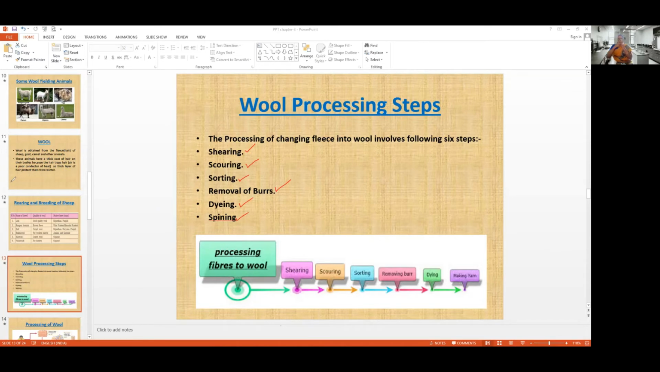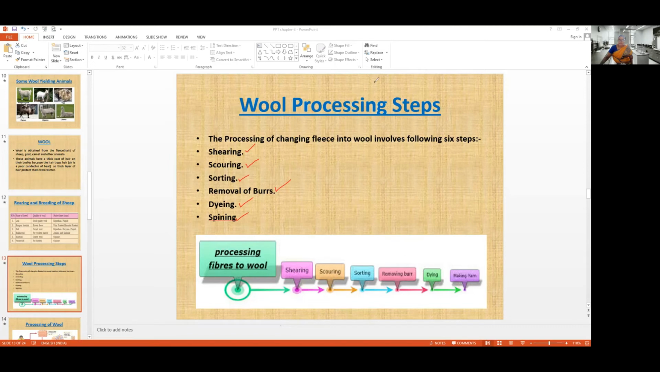Shearing, removal of hair from the skin. Scouring, washing the wool. Sorting is done based on the texture, whether it is coarse hair or fine hair. Then removing burrs, very small hairs. That is the very small woolen hair, minute hairs, that is called burrs. So that should be removed. Then after that we have to dye. Whatever colors we need, based on that we dye it. Then coming to spinning, yarn is made, then wool is knitted.